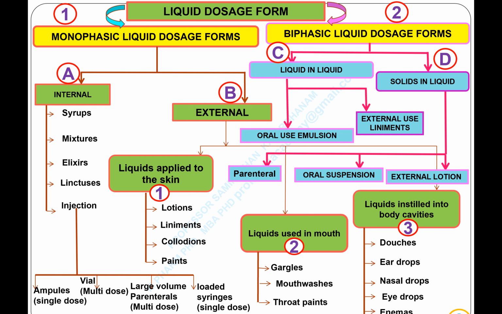Phasic liquid dosage forms may be divided into C. Liquid in liquid and D. Solids in liquid. C. Liquid in liquid may be classified into oral and external use emulsion and external use liniment. D. Solids in liquid may be classified into phasic parenteral, oral suspension, or external lotion.